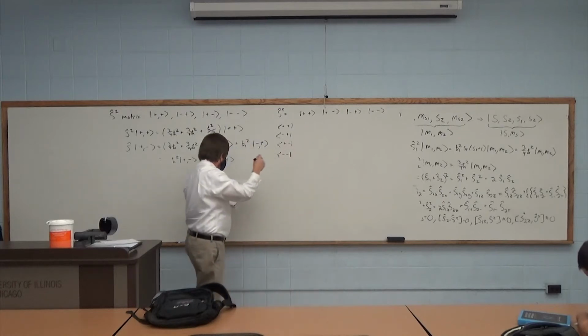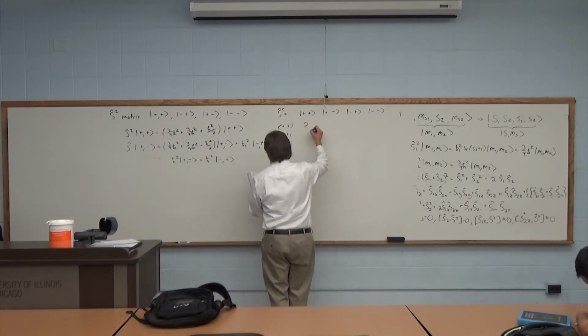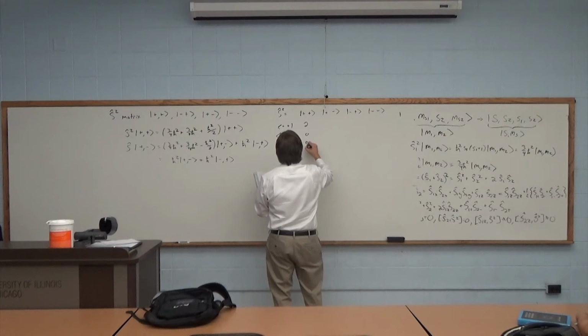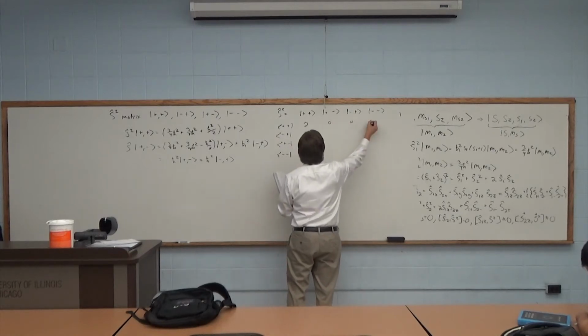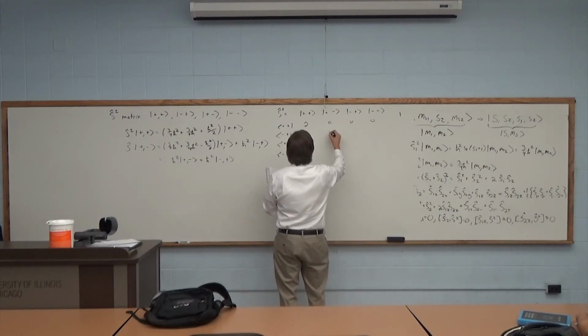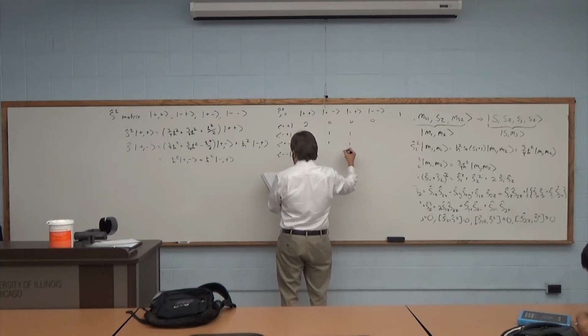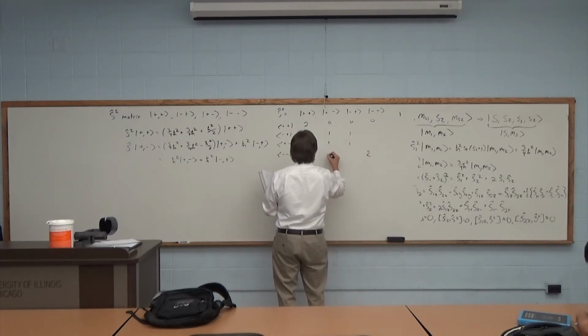Okay, so you see we've got a 4x4 matrix. It goes like this: 2, 0, 0, 0, 0, 0, 0, 1, 1, 1, 1, 2.